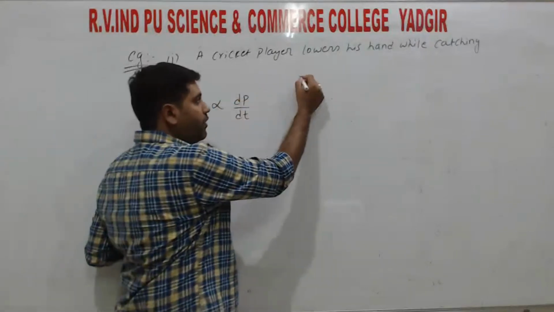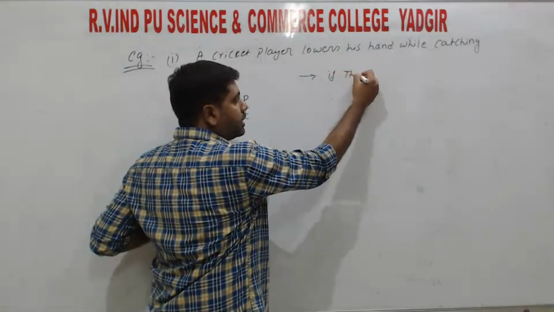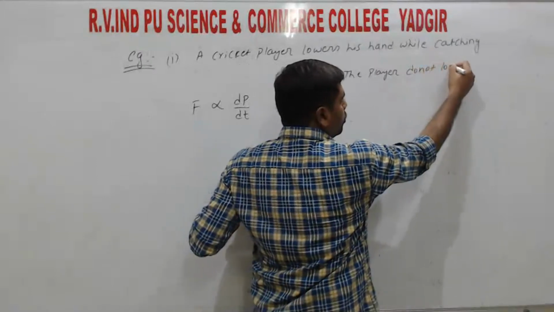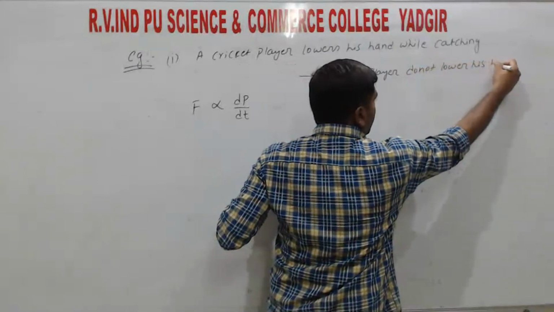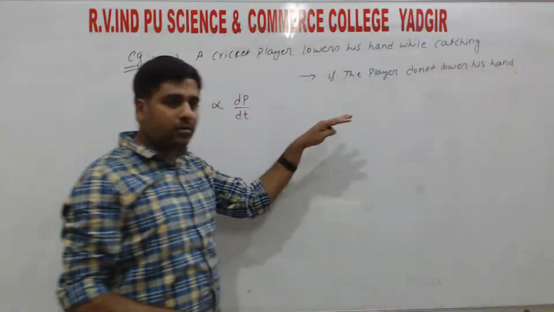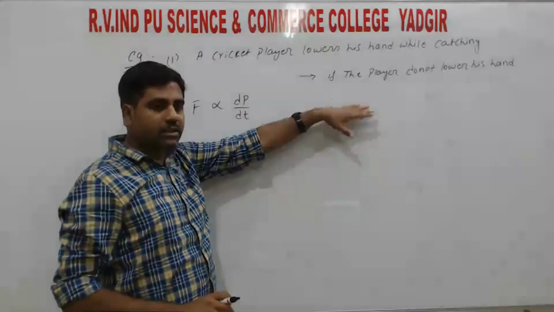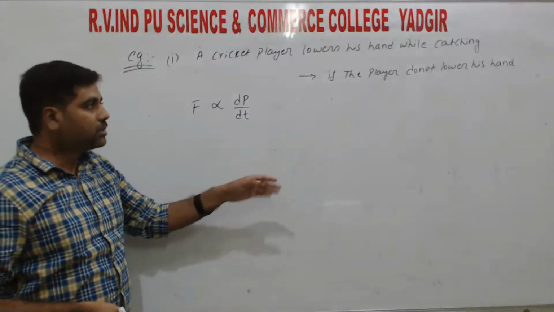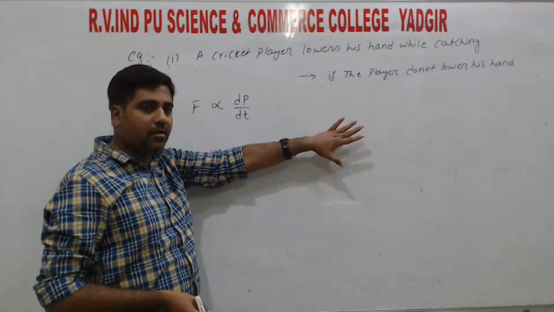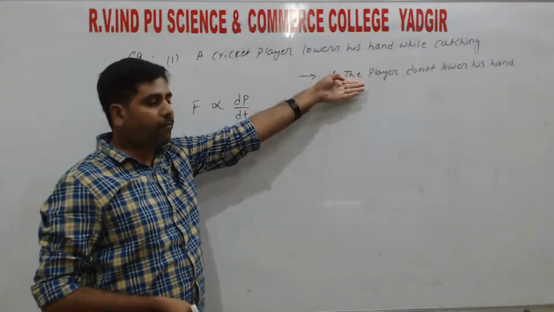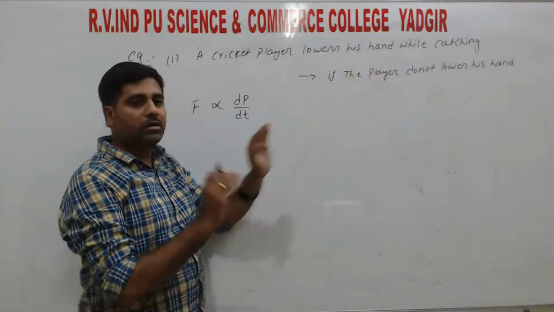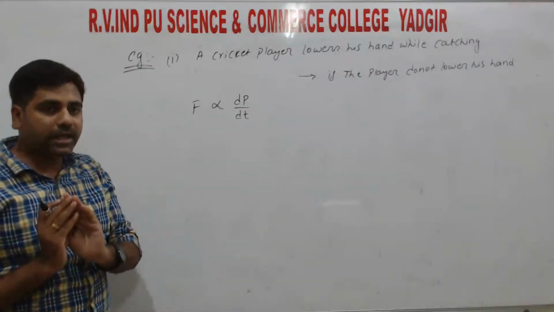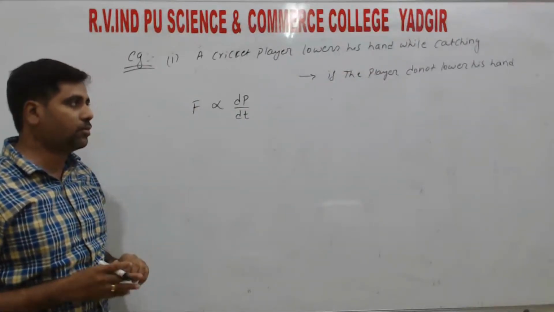So what happens if the player does not lower his hand? First, if he does not lower his hand and directly tries to catch the ball, what happens? Next, what happens when he lowers his hand? First we study when the player keeps the hand straight as it is, and then while catching he lowers his hand. We will discuss both.